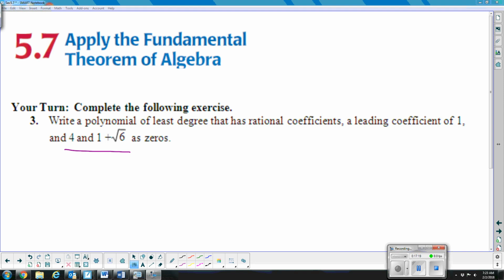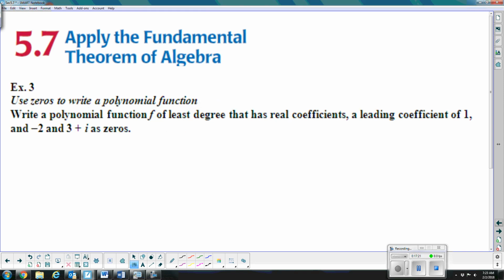Actually, I think I skipped a slide, so let's go back. One example. Same idea, though. We're writing a polynomial function of least degree. It has real coefficients, a leading coefficient of 1, and -2 and 3 plus i as zeros. So what this means is our factors, if -2 is a 0, we have a factor of x plus 2.